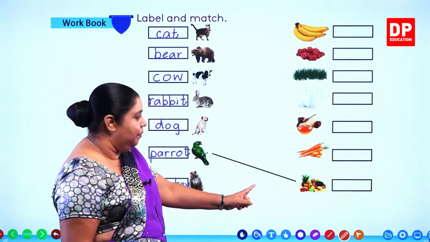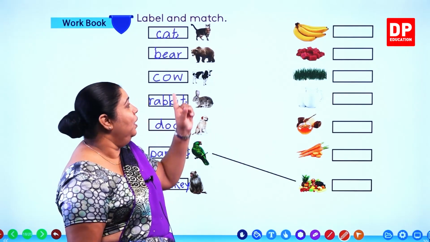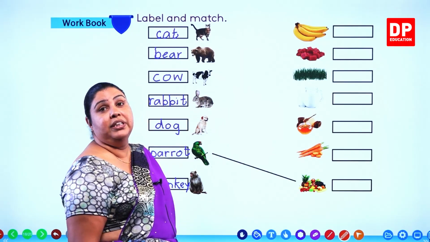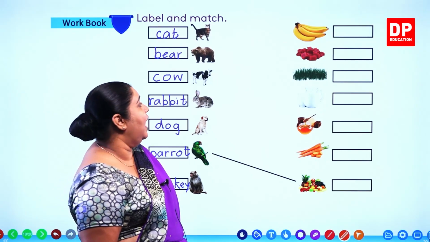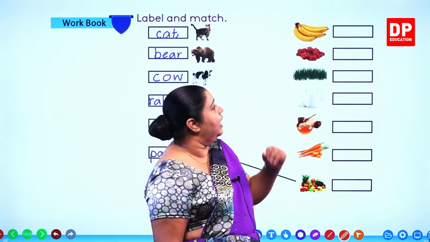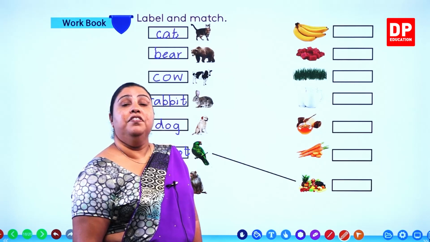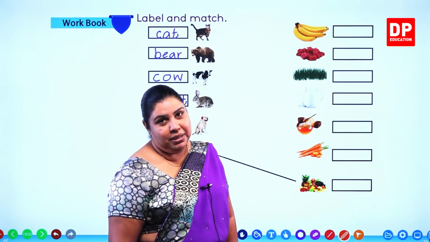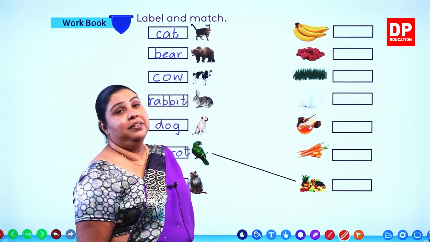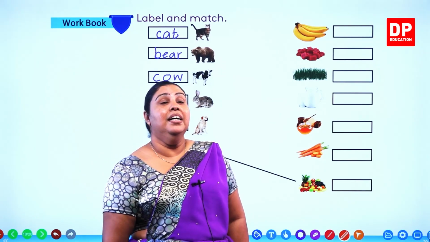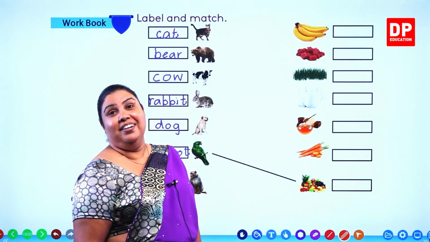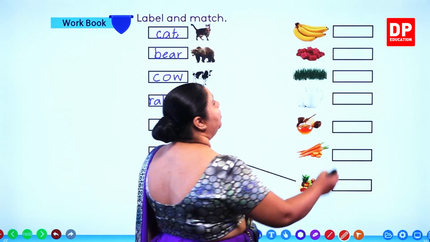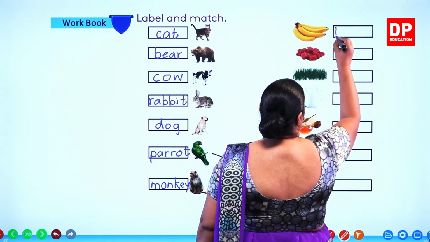Now can you see? They have done one for you, and first we will complete all the names and then we will start writing. Now on the right side we have all the food items that these animals eat. What is the first one? It is the banana, right? Banana. How are we going to write bananas?